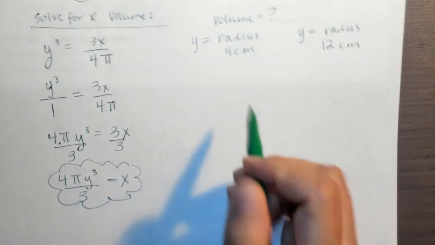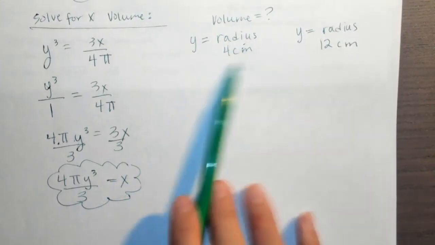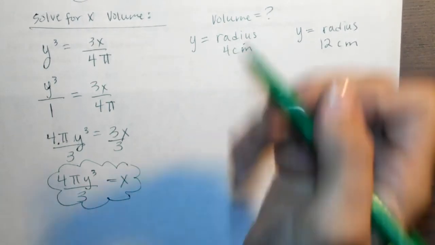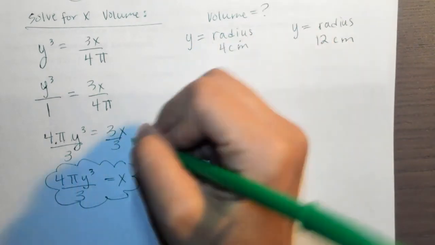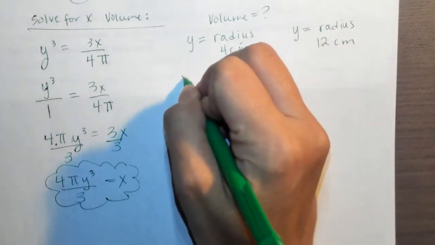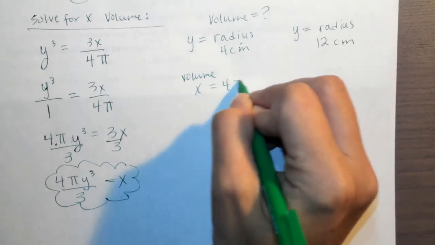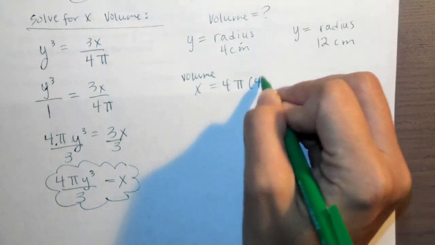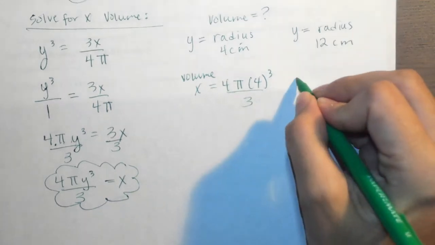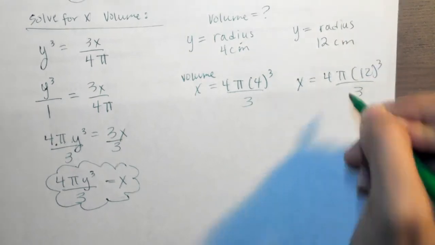And so now they gave me two radiuses, right? And radius is y. So I'm going to go ahead and check what they would be, because I'm looking for the range of what the volume would be. So I'm going to plug in a 4 and then a 12 for my y value. So my first volume, that's our x, equals 4 pi, my radius is 4 cubed over 3. And then my second volume is going to be 4 pi 12 cubed over 3.